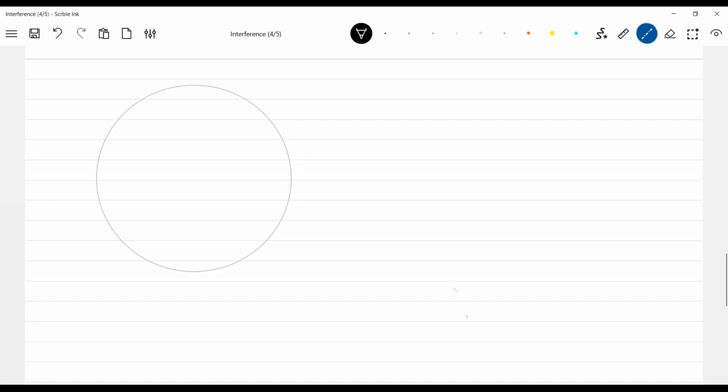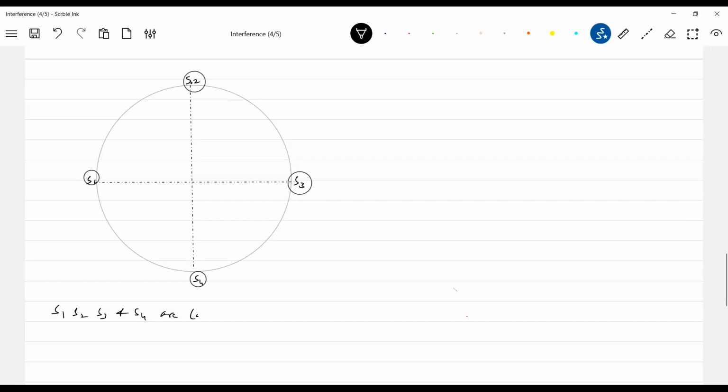Okay, I do have this one. There's a circle. Let me take one simple example to explain the thing. Let's assume that S1, S2, S3, and S4 are coherent, and there's no initial phase difference between them. All are having zero initial phase.